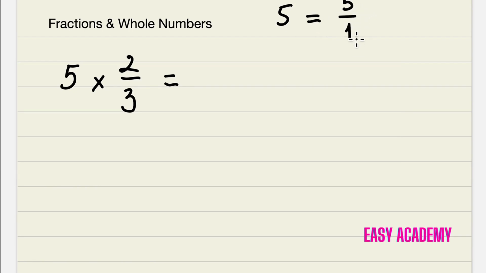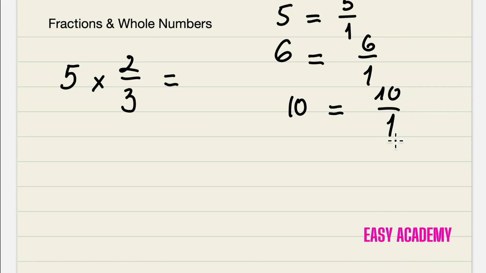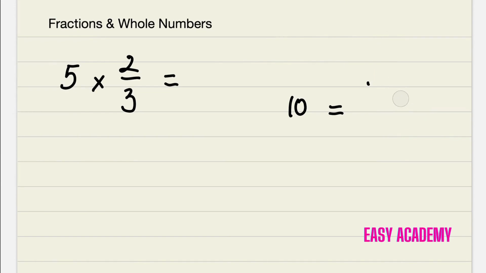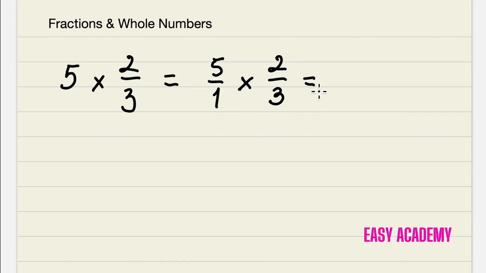Okay? For example, I have a whole number like 6. 6 is the same as 6 over 1. 10 is the same as 10 over 1. Okay? So I will rewrite 5 as 5 over 1 times 2 over 3. Now we just need to apply our 3 simple steps of multiplying fractions.